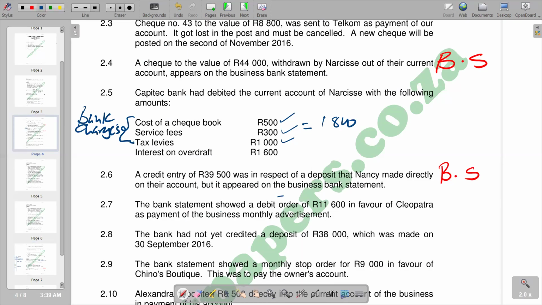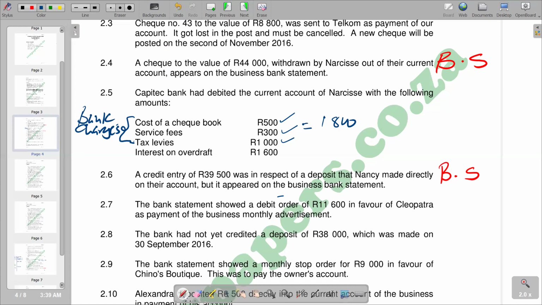The moment you see that it's a debit order, it means it's only appearing on the bank statement, but it's not there in the cash book. So a debit order, what is being debited is the bank statement. So obviously in the cash book, it will be on the opposite side, that is the credit side. So basically, it should go to the credit side of our cash book, and we put 11,600.